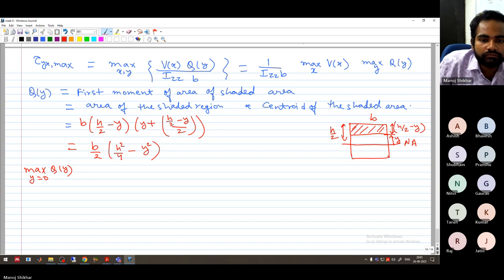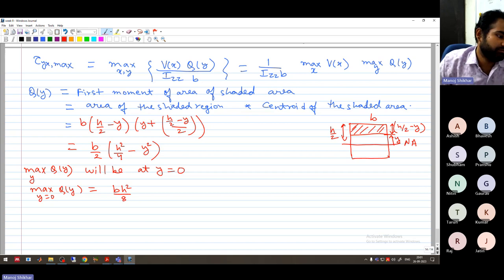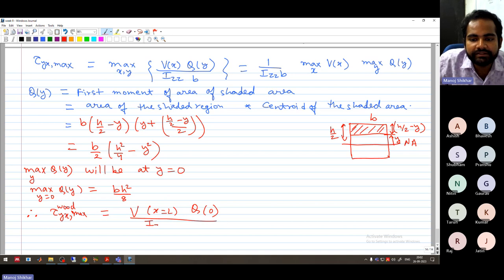And maximum of Qy will be when y equal to 0. So max of Qy at y equal to 0 is b h square upon 8. So therefore tau yx max for wood will be V at x equal to L, Q at 0 by Izz into b.